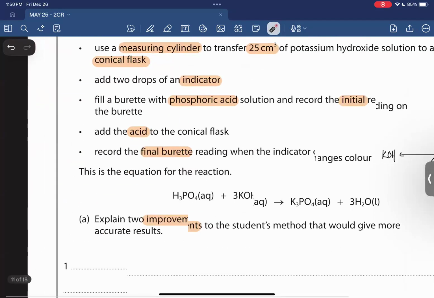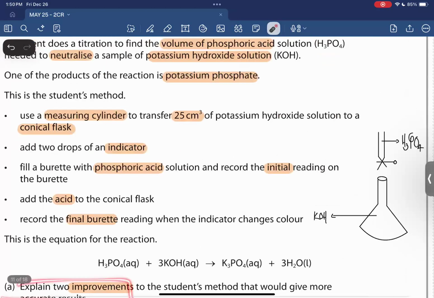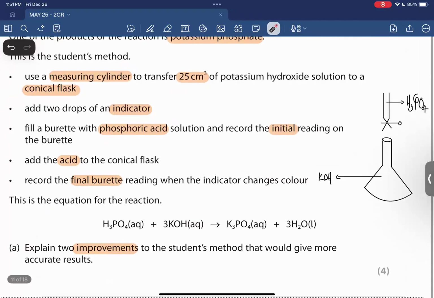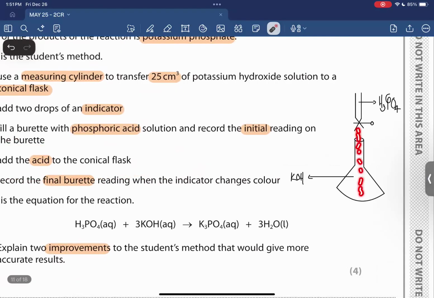Now they are basically adding acid to the conical flask. They aren't doing anything else, right? They aren't stirring or swirling the flask, so this could be another point. They just keep on continuously adding the acid, so you cannot do the process in this way.